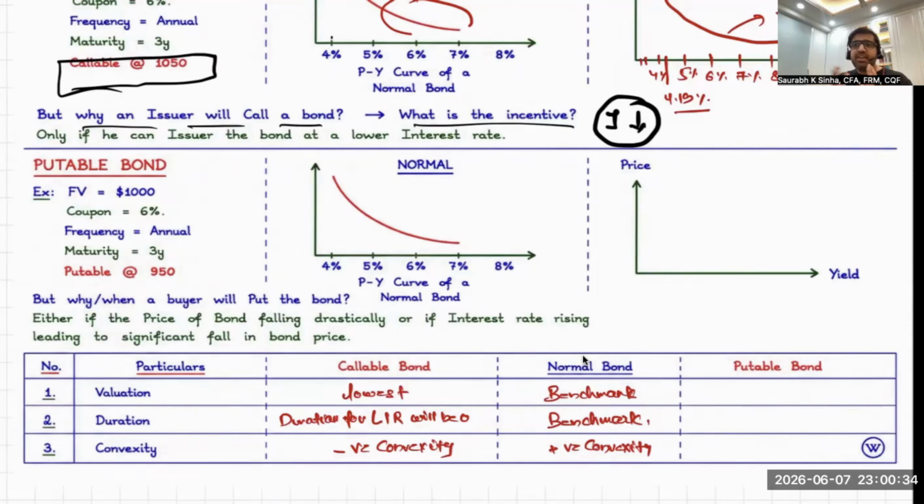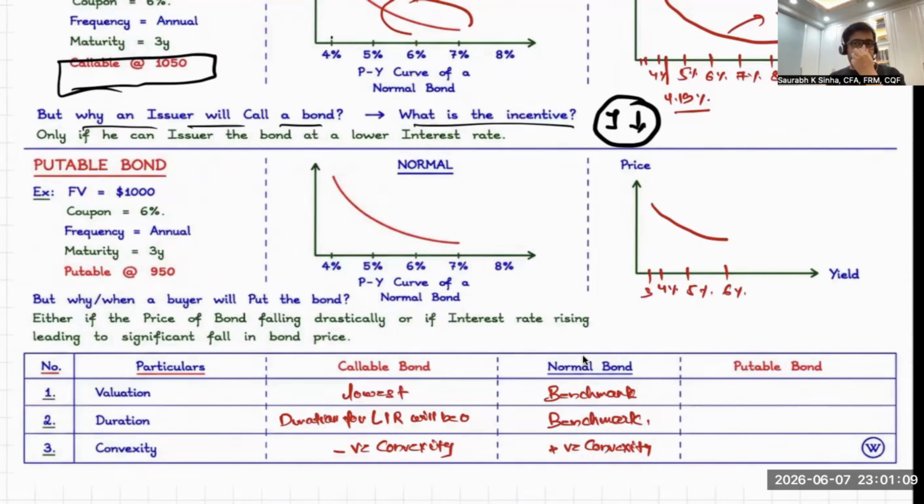So the put feature comes into action when the interest rate rises, whereas the call feature comes into action when the interest rate starts falling. If the interest rate is 4%, 5%, 6%, or even 2%, 3%, I'm not worried about it. The putable bond will behave like a normal bond. The story starts if the interest rate in the market starts rising, say to 7%.